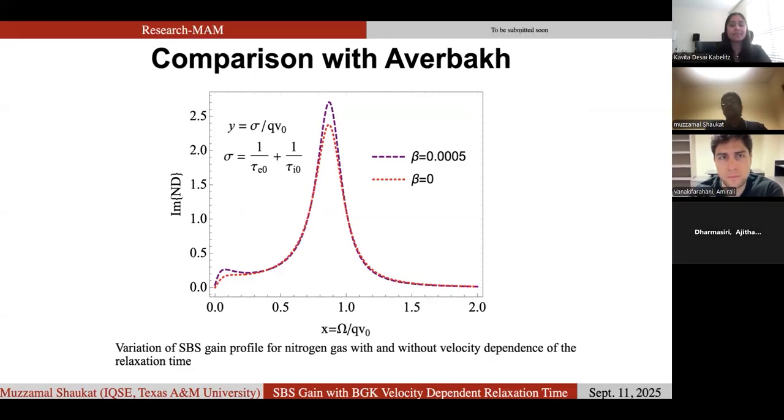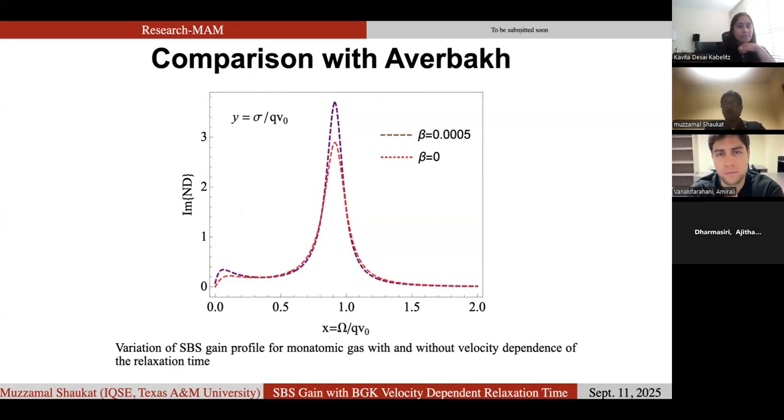This was the comparison with Everbach for the nitrogen gas. But can we use this theory for a monatomic gas, like krypton, argon, or whatever we want to use? Yes, of course, you can use that. For this moment, I am using krypton, but we can use any gas, any model which we want to use. And you will see similar behavior as for the diatomic gas, but it is enhanced more for the krypton monatomic gas.